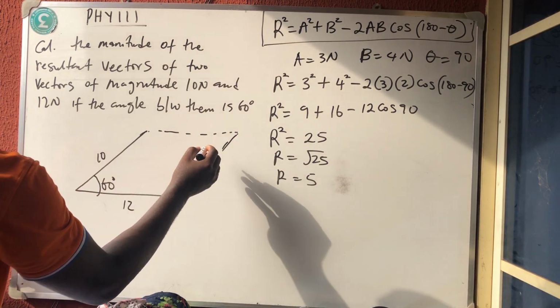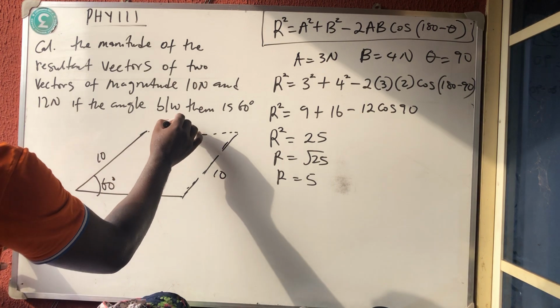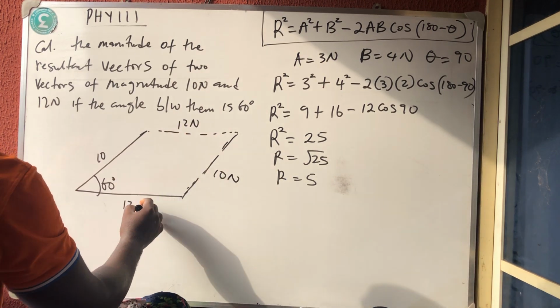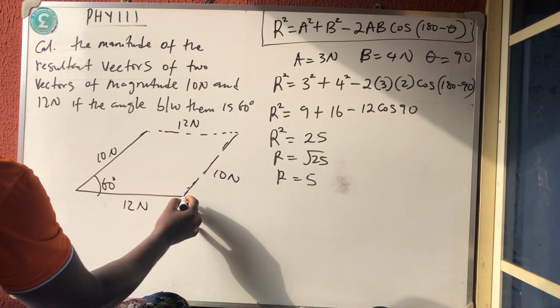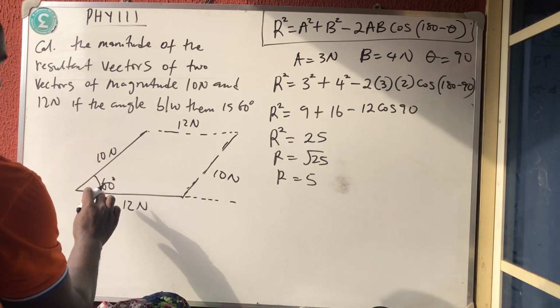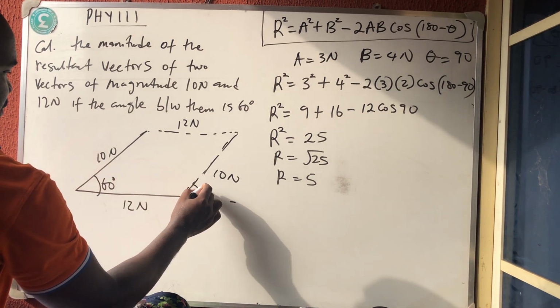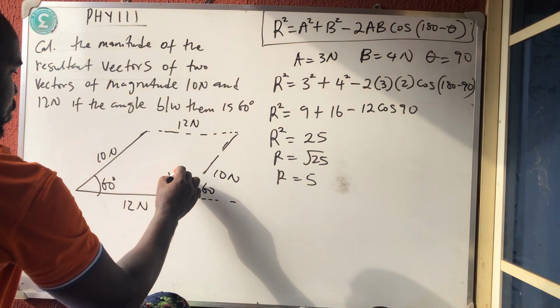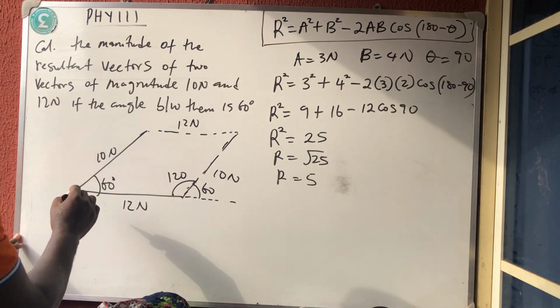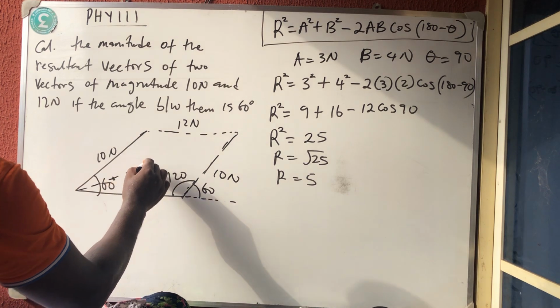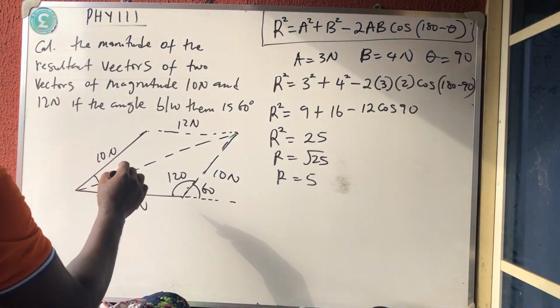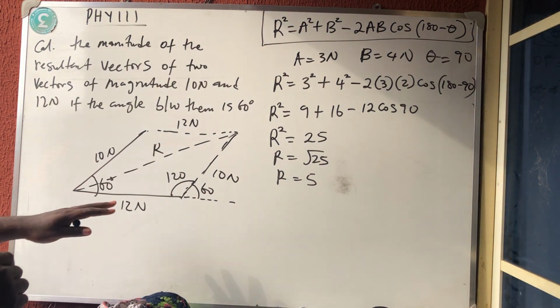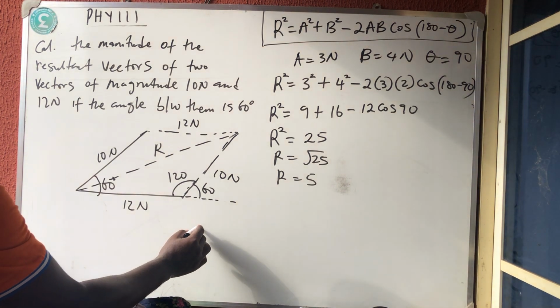Okay, so if here is 10, here is 10. If here is 12, here is 12. Now you extend this side a little to give you that if here is 60, here must be 60. And if here is 60, you say 180 minus 60, you are getting here to be 120. And then the resultant of this vector must pass in between them. This is how the resultant must be. This is R.